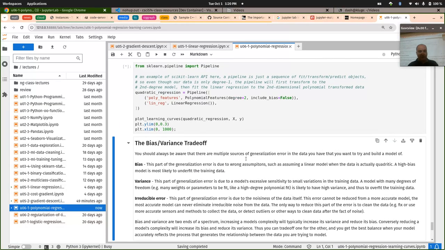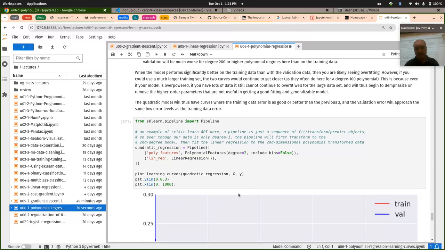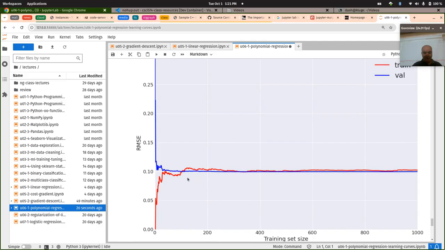So we know the degree 2 polynomial should be the right fit. That has the right power for the data that we generated, right? You wouldn't be able to get better than a degree 2 model for this data set, right? Since it's only degree 2, that's a little bit faster, right? So notice what happens here.